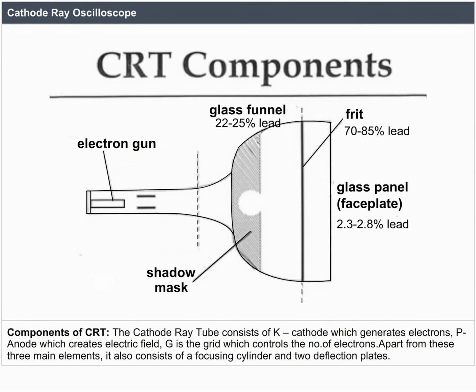Components of CRT. The cathode ray tube consists of K, the cathode, which generates electrons, P, the anode, which creates electric field, and G, a grid which controls the number of electrons. Apart from these three main elements, it also consists of a focusing cylinder and two deflection plates.